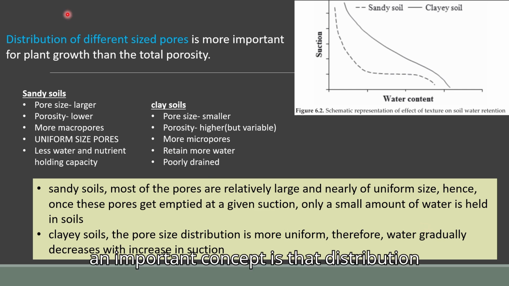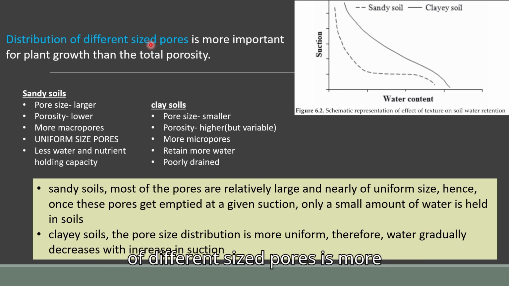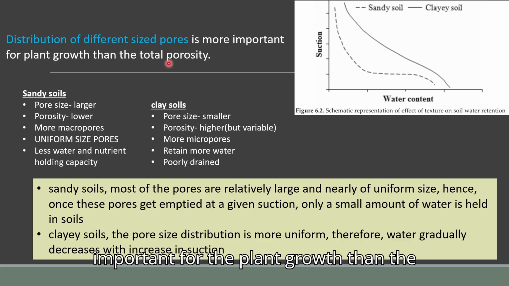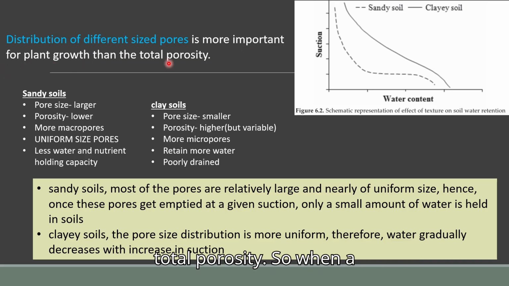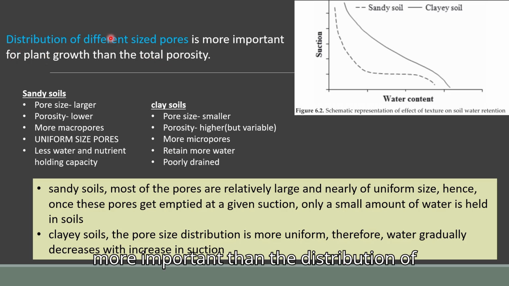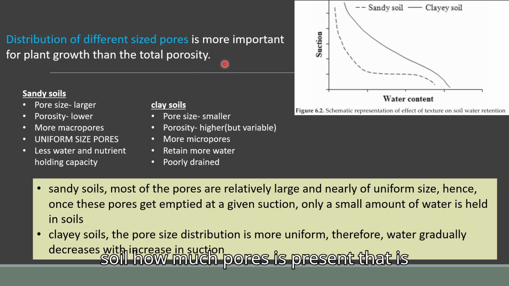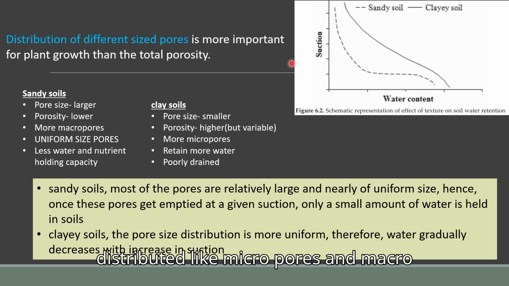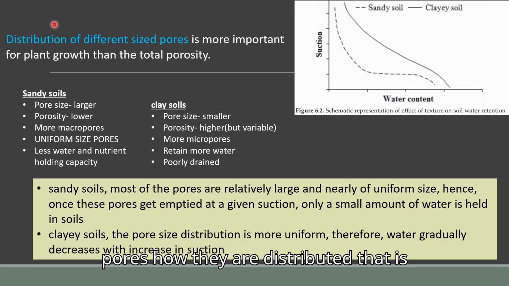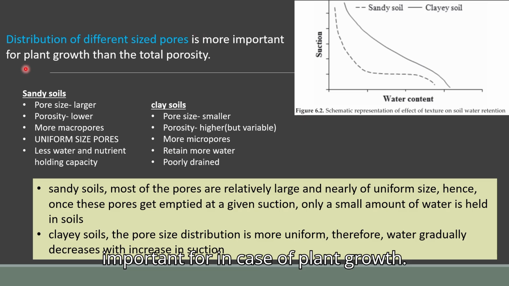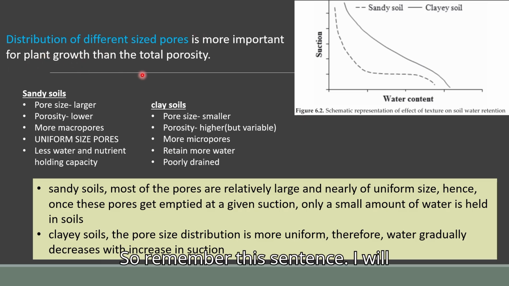So, an important concept is that the distribution of different sized pores is more important for plant growth than the total porosity. So when a sentence says total porosity is more important than the distribution of different sized pores, that sentence is very wrong. You have to understand one concept. In a soil, how many pores are present is not important. How those pores are distributed, like micropores and macropores, that is important in the case of plant growth. So remember this sentence.